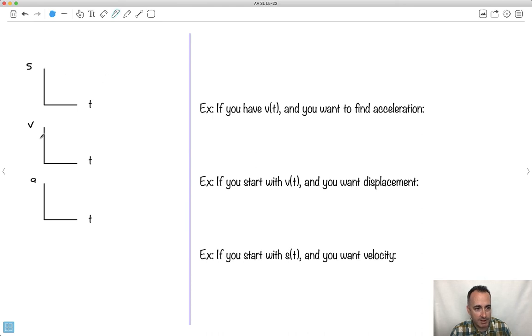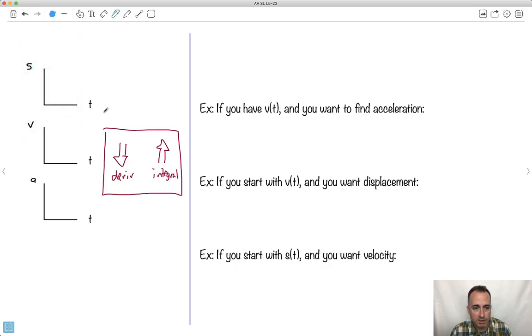So again, just to remind you. Let's say you had S, then V, then A. It doesn't matter what the graphs look like. If you have V of T, and you want to find acceleration, what do you do? Just remember this right here. Remember, down is derivative, up is the integral. This is really what I remember. In other words, the area under the curve. This is my whole trick that I remember here. Just this. So let's see if we can figure this out.